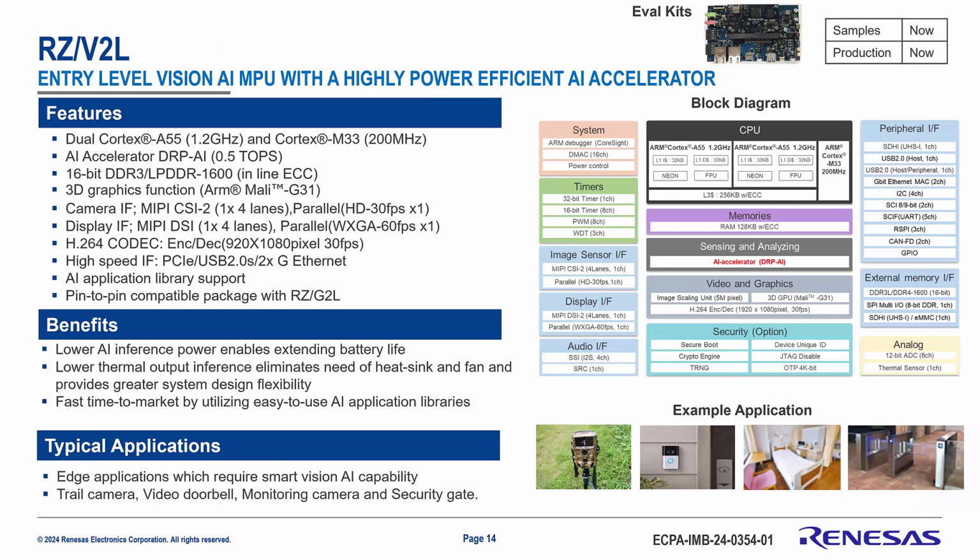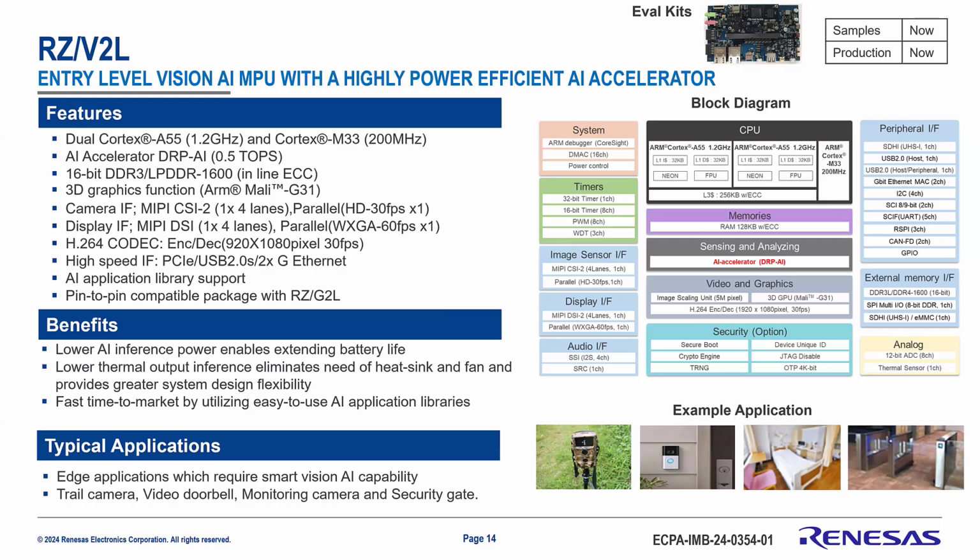Now let's move to the RZ/V2L product. Like the RZ/G2L, it features a dual Cortex-A55 core and the same subcore. It differentiates from the G2L in that we have a built-in AI accelerator we call DRP-AI, capable of 0.5 TOPS. Same interfaces in terms of DDR, and the graphics and camera interfaces are the same, just a little more detail on the frames per second and the display capabilities.